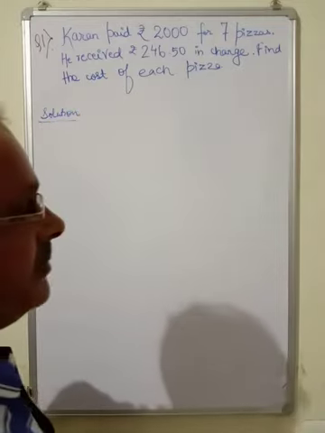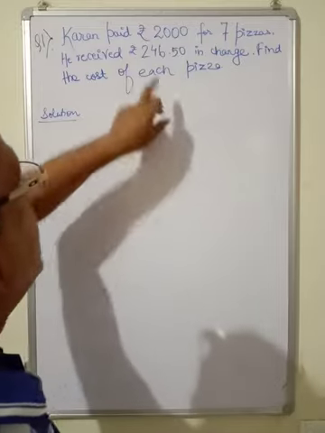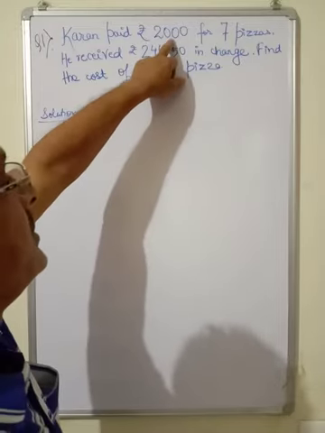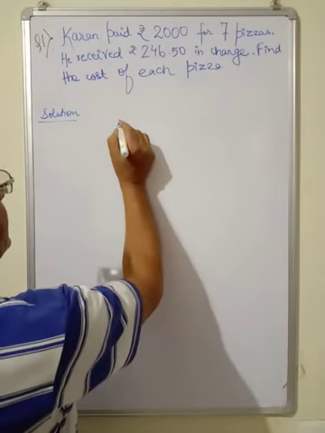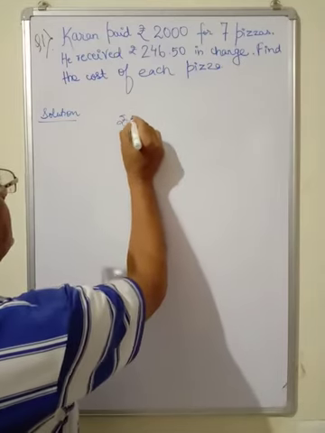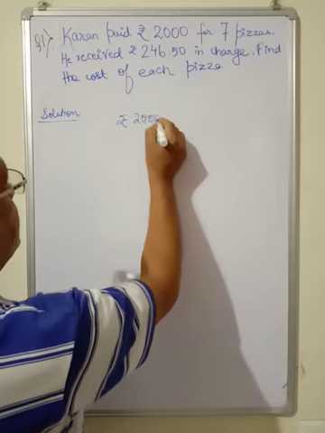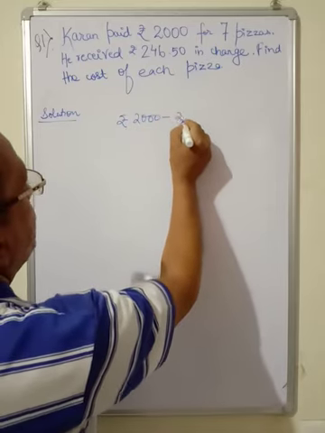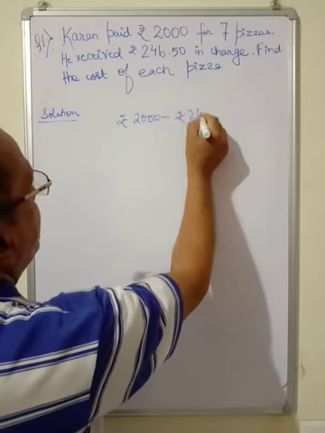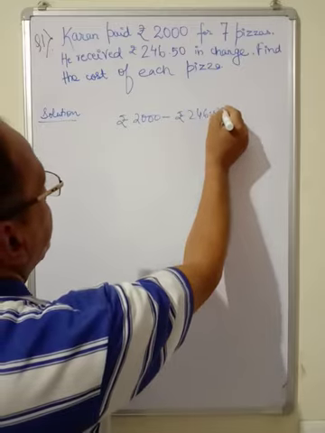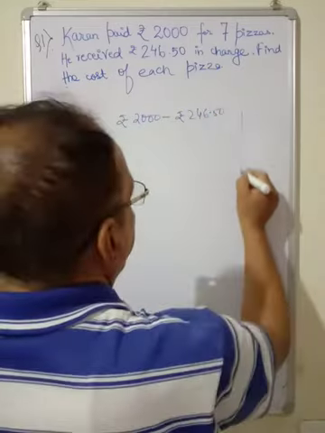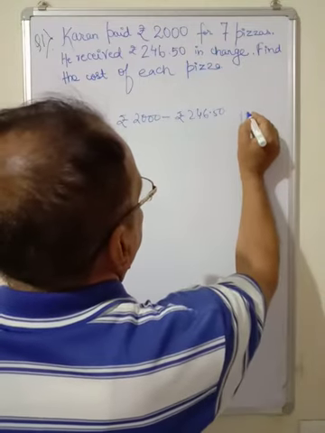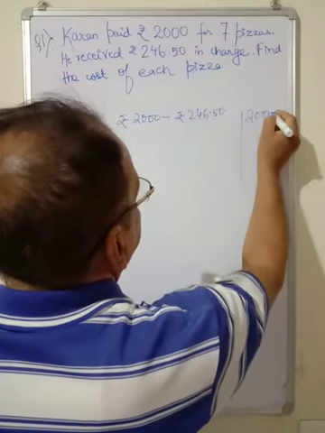Now first step, you have to subtract this amount from 2000. So rupees 2000 minus rupees 246.50 in rough column, rupees 2000.